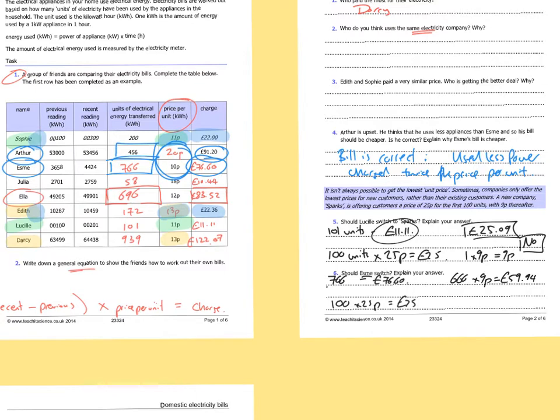£59.94. So add that to the £25 she's already paid out for the first 100 units. That gives her a new total of £84.94, which is still more than she's paying now, so no, she shouldn't switch either.